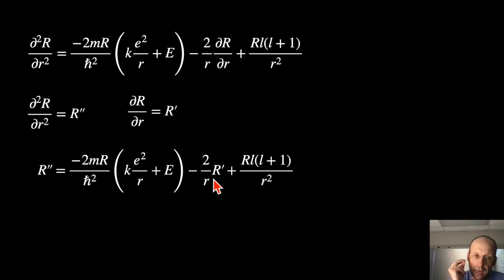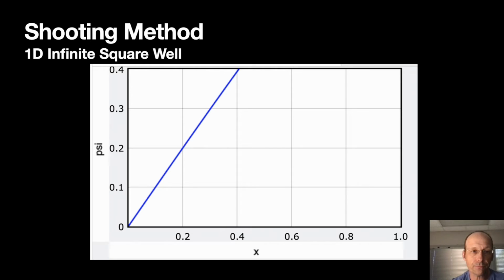Got it. Okay, now how do you solve a differential equation like this? This is where we're going to use the shooting method. To explain the shooting method, I'm going to go back, and I have a whole video on this, I'll post it down below, to show you the shooting method in the 1D infinite square well, because we know the solution there. I'm going to show you how that works, and then we're going to apply that for the hydrogen atom.